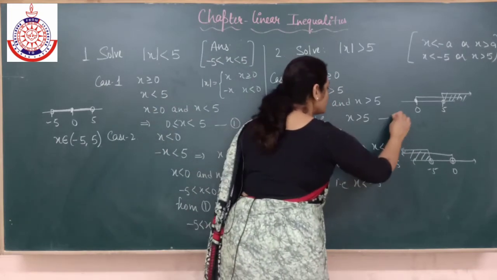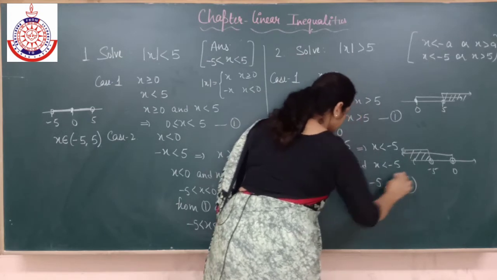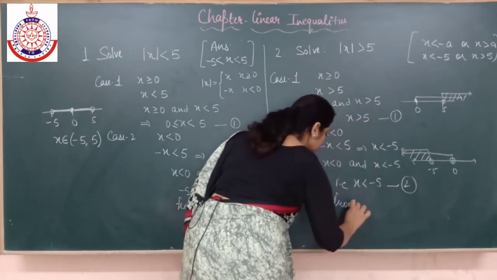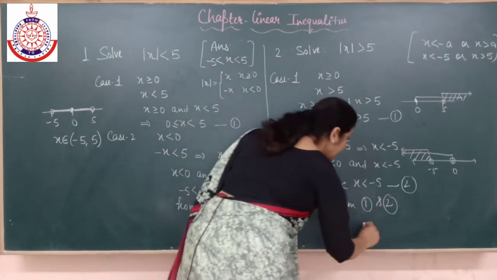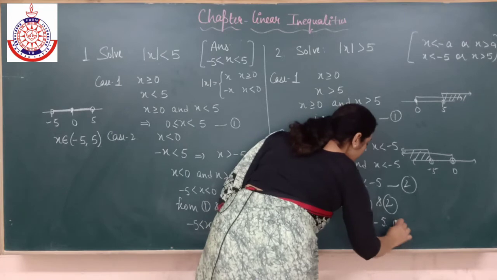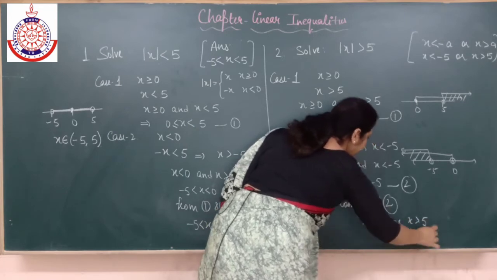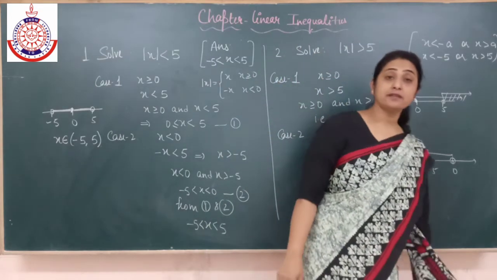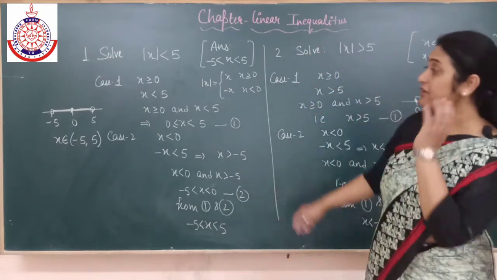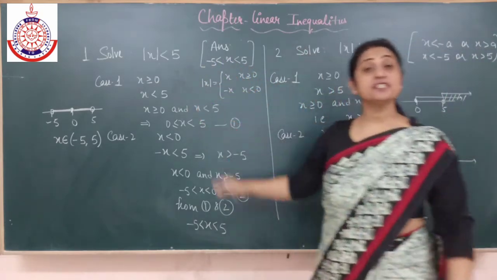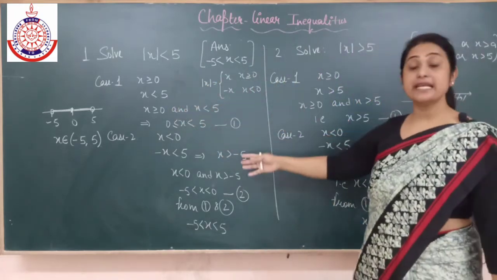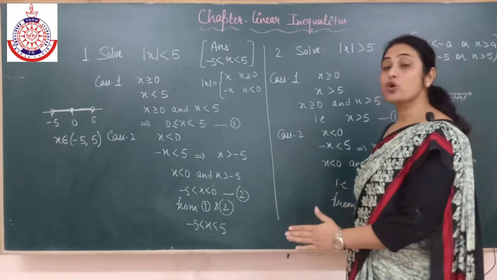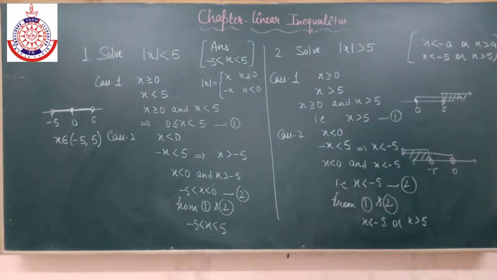So from 1 and 2, x is less than minus 5 or x is greater than 5. Is it clear to everyone? Children, is it clear? So whenever you have a modulus of x, you have to consider both the cases. One is x greater than or equal to 0 and one is x less than 0, and then in the same way you are going to solve it. Very easy, just a little practice is required.